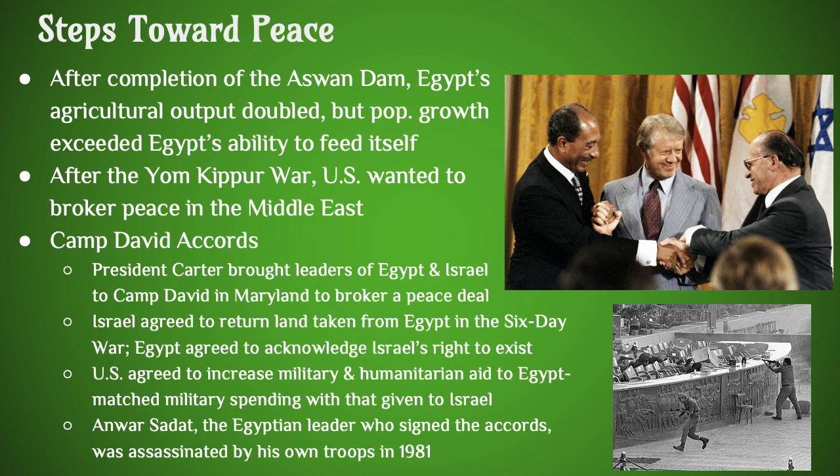As soon as that happened, the Americans agreed to increase spending or aid to Egypt, both military and humanitarian aid, and they matched the military spending with that given to Israel, right? And so now Egypt kind of becomes more of an American client state than a Soviet one, right? Because the Soviets gave them a lot of money to help build that dam. But it was a pretty unpopular thing in Egypt. The Egyptian people weren't thrilled about it, nor was the military, because the Egyptian leader who signed those accords, Anwar Sadat, was killed by his own troops in 1981, and you can kind of see that happening there in the lower image.